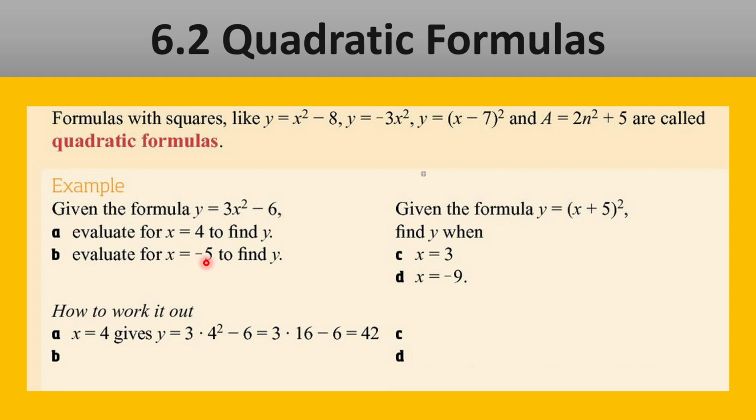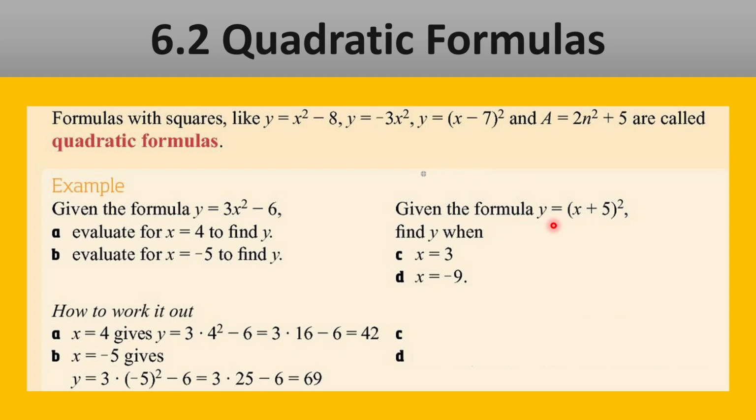Evaluate x is minus 5 means change the x into minus 5. 3 times minus 5 squared minus 6. It's given right here. Calculate. Minus 5 squared is 25. 3 times 25 is 75. Minus 6 is 69. Nice.